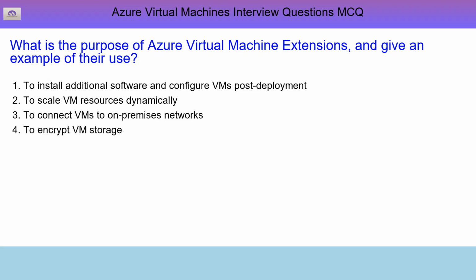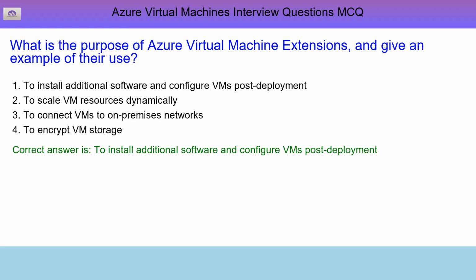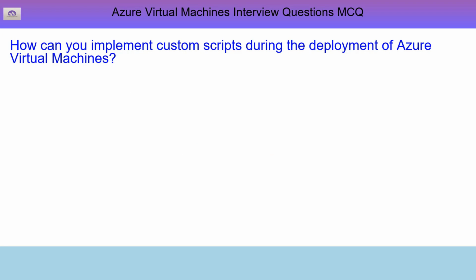2. To scale VM resources dynamically. 3. To connect VMs to on-premises networks. 4. To encrypt VM storage. The correct answer is to install additional software and configure VMs post-deployment. How can you implement custom scripts during the deployment of Azure virtual machines?